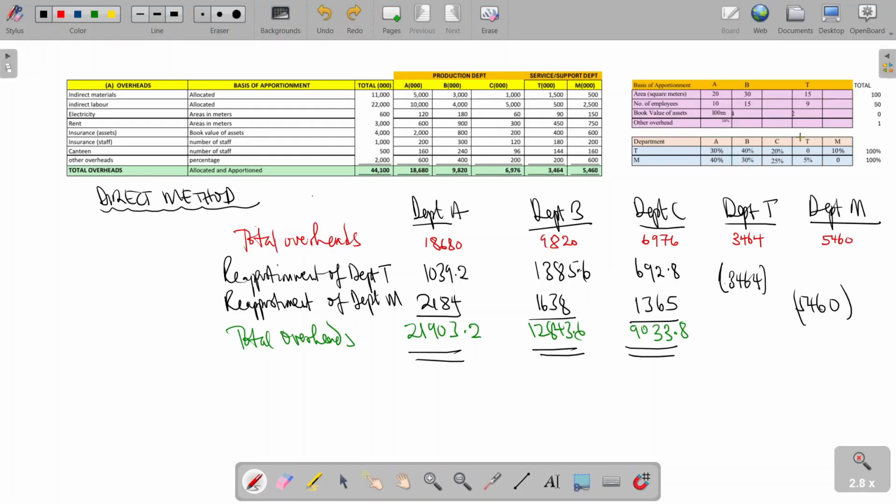If you are looking for a video that explains overhead apportionment using the direct method, then this video is for you. Let me not waste your time. Let's go straight to the point. In the example above on the top left is a fully calculated and solved question.